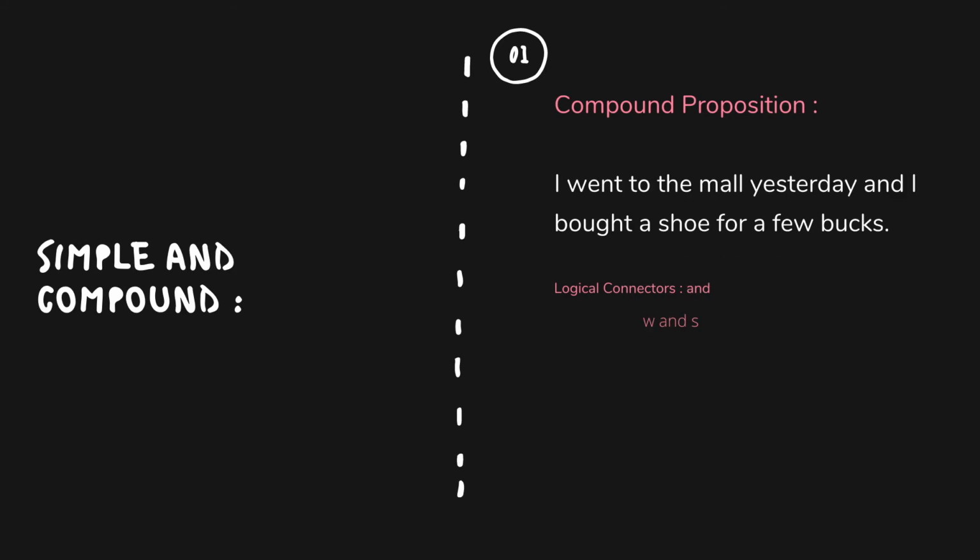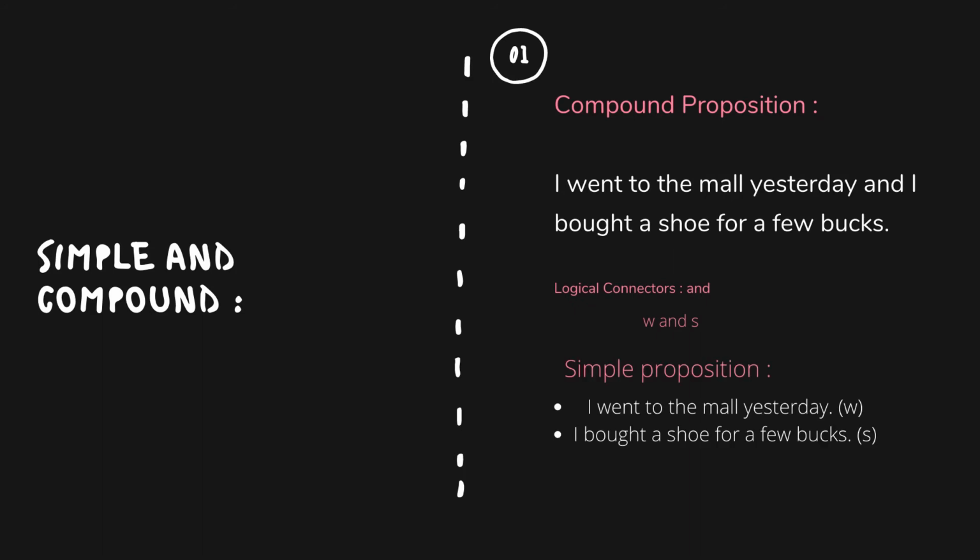Another example, the compound proposition is: I went to the mall yesterday and I bought a shoe for a few bucks. The logical connector is and. When we put it in symbols, it is W and S. The simple propositions are: the W is I went to the mall yesterday, and the S is I bought a shoe for a few bucks. So in this example, we have two simple propositions, the W and the S.